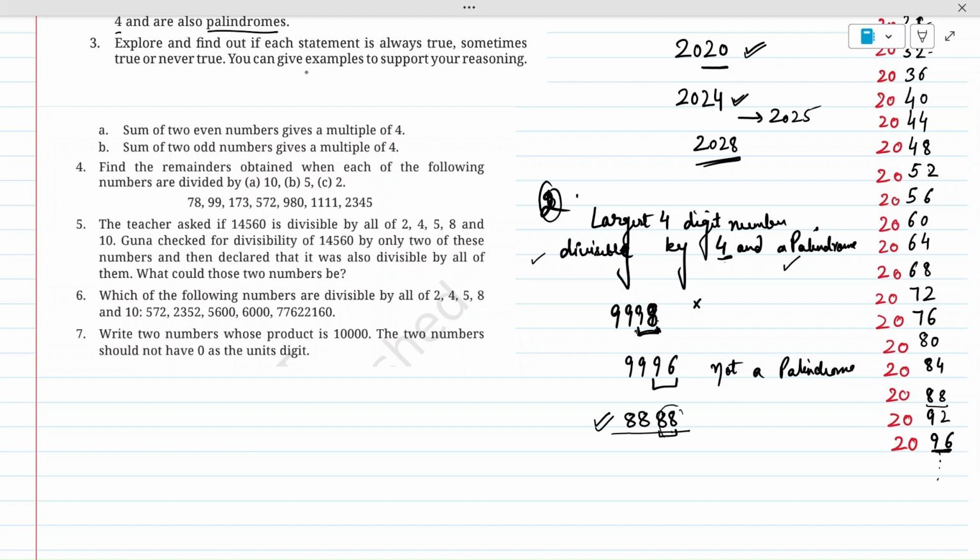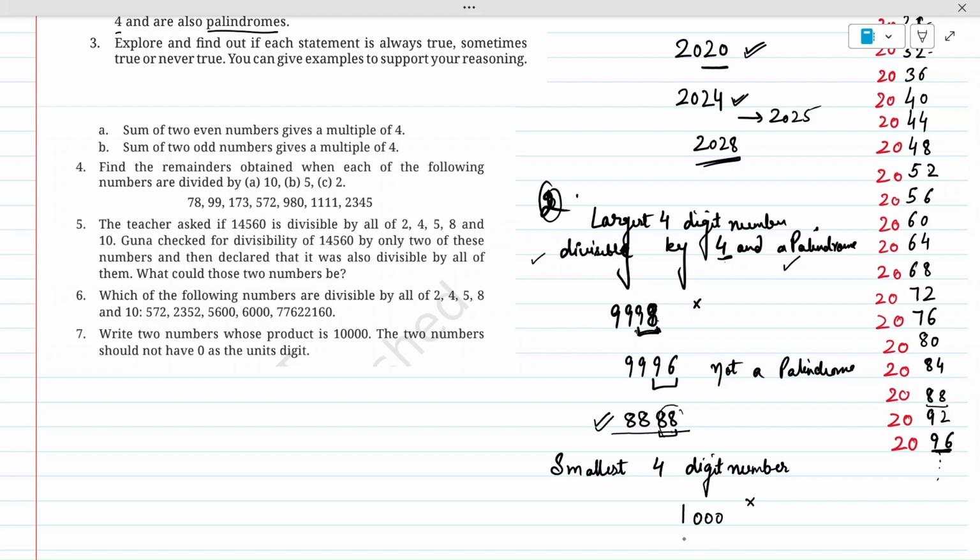Now next, we have to find the smallest 4-digit number also. So kids, in order to find the smallest 4-digit number, we know that the smallest 4-digit number is 1, 2, 3, 4, this is 1000, and this is the smallest 4-digit number, but it is not a palindrome, right? This number is not a palindrome. Let us try to find a palindrome number here.